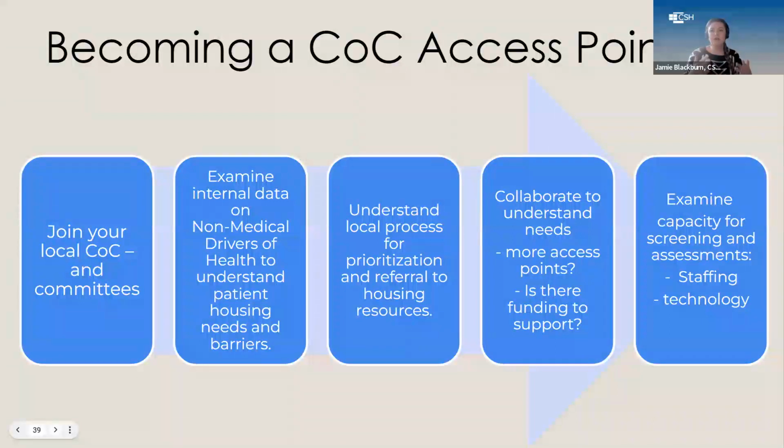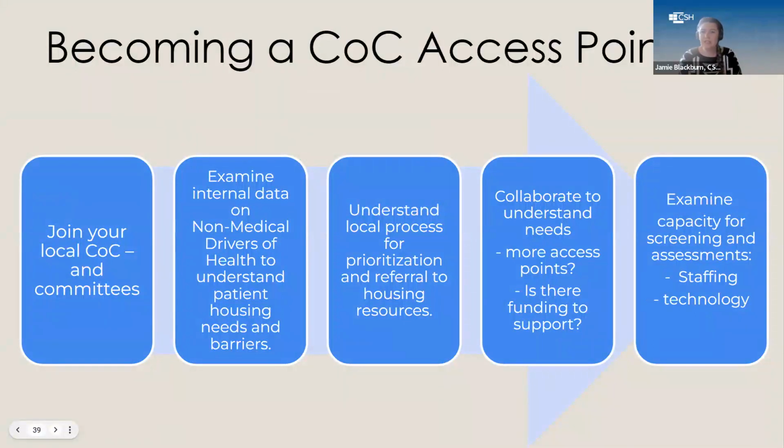Health centers are very well positioned to serve as access points in their community. These are some steps that you can take to do this. You join your local COC. They often have committees. There might be a coordinated entry committee, a data committee. There are other committees.